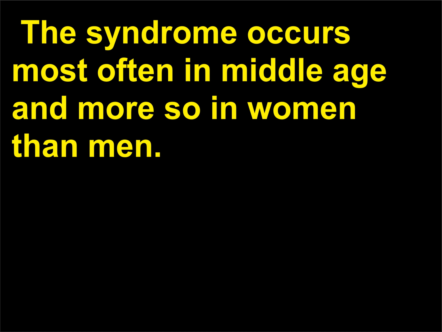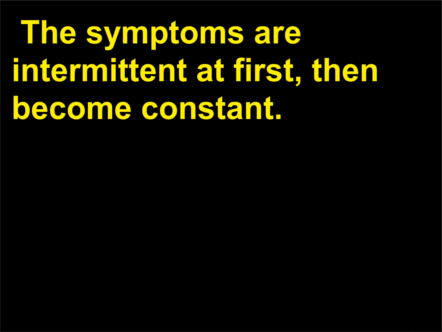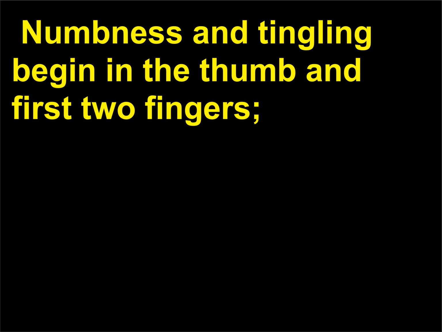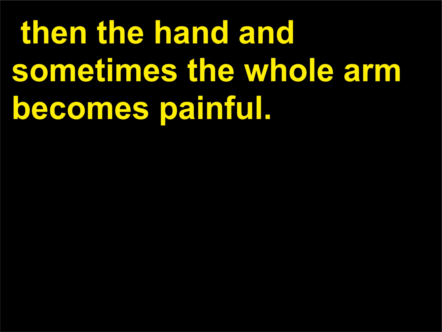The syndrome occurs most often in middle age and more so in women than men. The symptoms are intermittent at first, then become constant. Numbness and tingling begin in the thumb and first two fingers. Then the hand and sometimes the whole arm becomes painful.